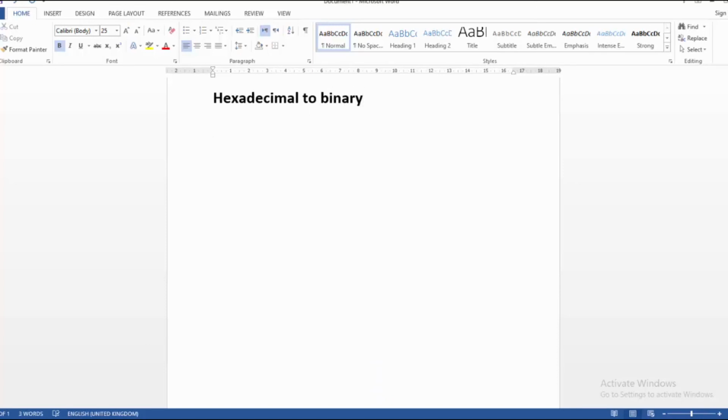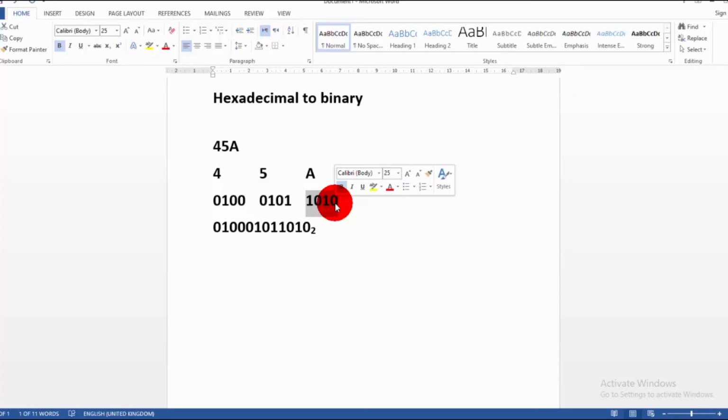Let's suppose I get the number 4 5 A. What we have to do is place the 3 digits separately. Now we have to make each into 4 bits of binary. So it becomes its binary: 4 is 0100, 4 and 1 makes 5 so 0101, and 8 plus 2 makes 10 so 1010. Now we combine these digits: 0100, 0101, and 1010. This is binary, base 2, right? We make groups of 4 bits, and then it forms the binary number.